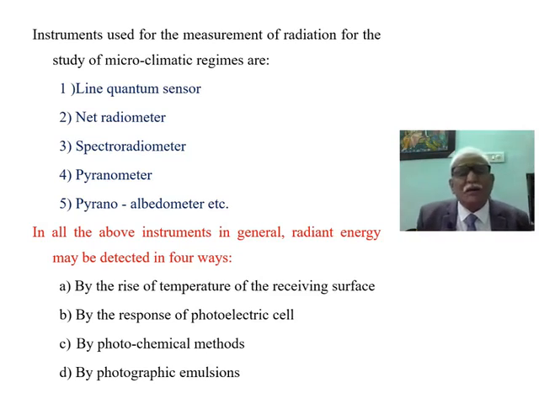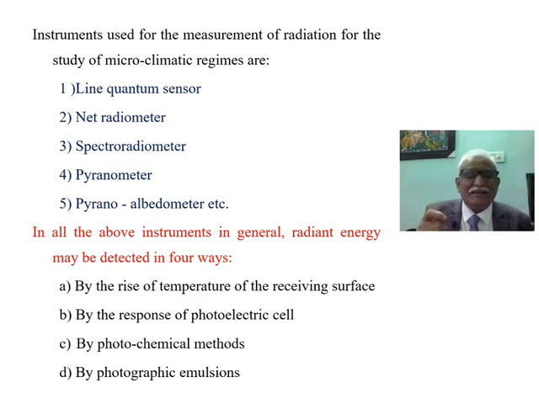Now, what are the things? Line quantum sensor, net radiometer, spectroradiometer, pyranometer. These are the basic instruments. There are also lux meters, light meters, innumerable solar radiation measurement instruments. These are the basic things. There are certain principles involved in this, which for the basic class you need not know, but just try to understand.